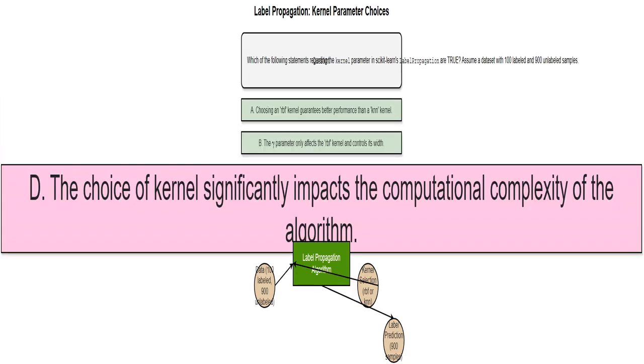This is also true. The RBF kernel tends to be more computationally intensive than the KNN, K nearest neighbors, kernel, especially with a large dataset. This is because the RBF kernel calculates distances between each data point and every other point, while KNN only calculates distances to the closest neighbors.